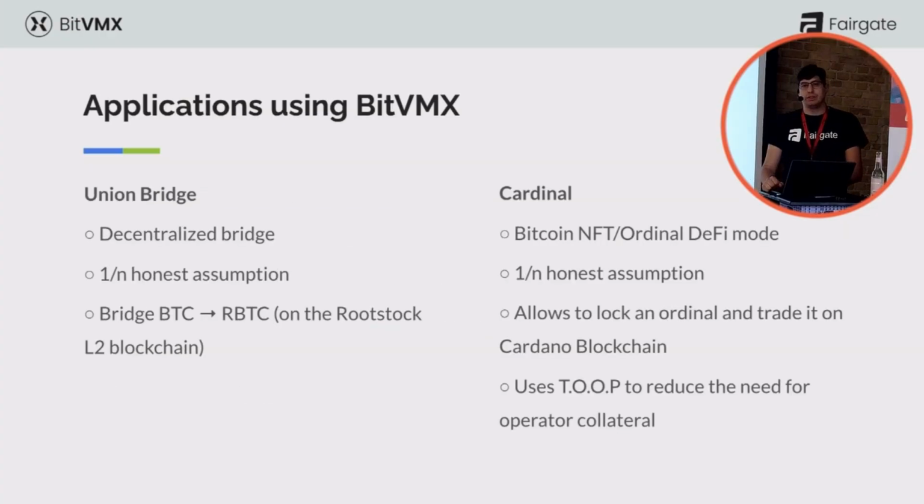So, let's go to some examples. We have some applications using BitBMX. One of them is the Union Bridge in Rootstock. It's a decentralized bridge between Rootstock and Bitcoin, allowing you to move BTC to RBTC and the other way around. Rootstock is an L2 blockchain for Bitcoin. It has a one-honest-participant assumption, that is, the protocol will work as long as there is at least one honest participant. This is great compared to the previous way of doing things, where you need at least half plus one of the participants.